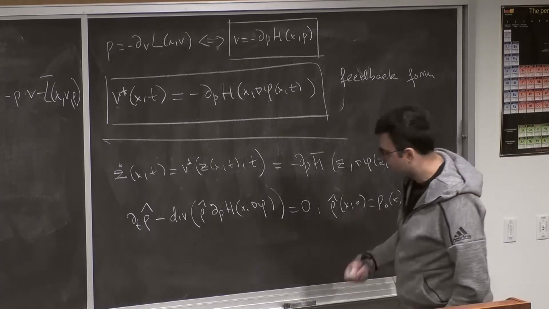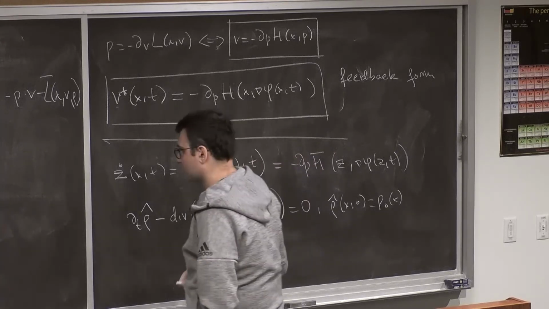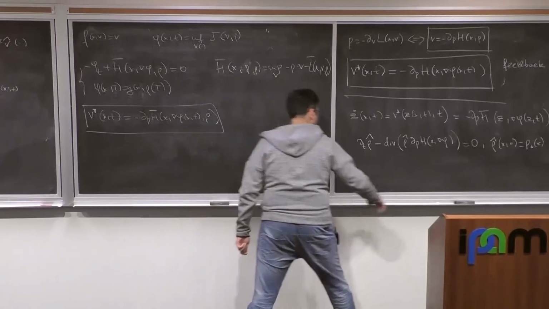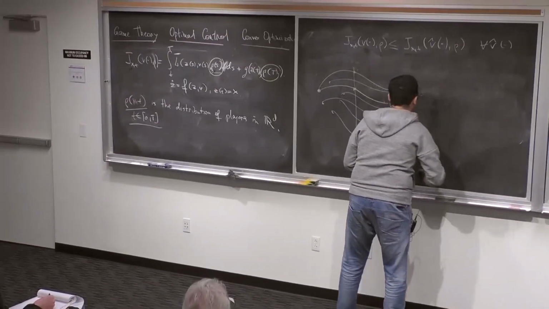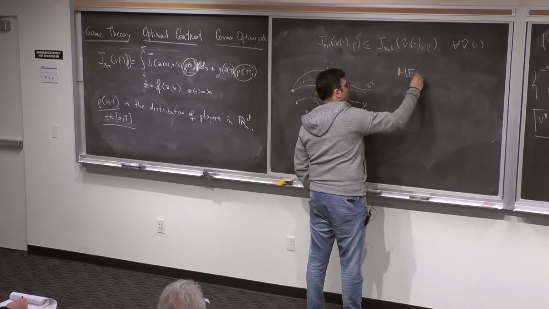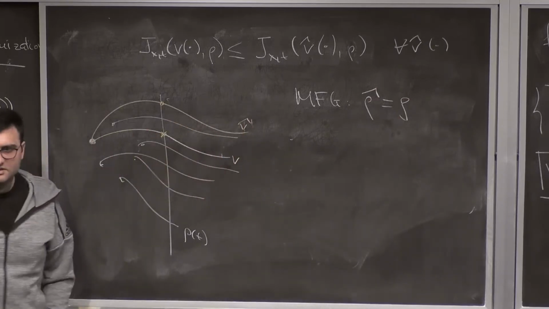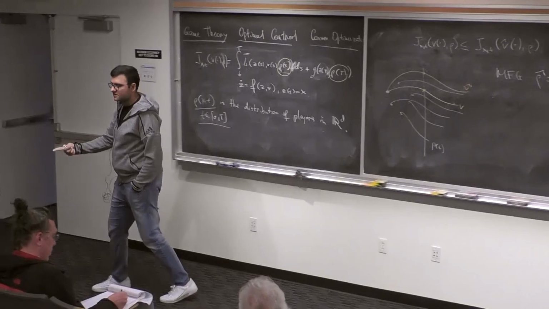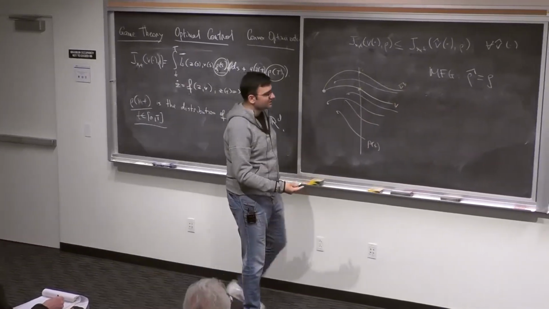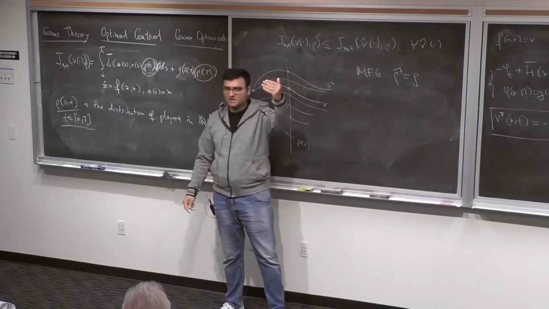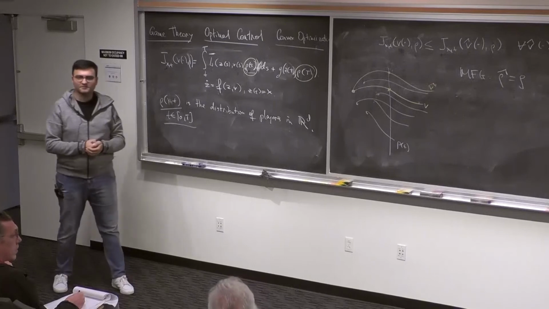So the mean field game case corresponds to the equilibrium where, so let me maybe write it here. So MFG is that their actual actions, optimal actions, generate a trajectory, generate measures that coincide with their forecast of the measure. Okay.